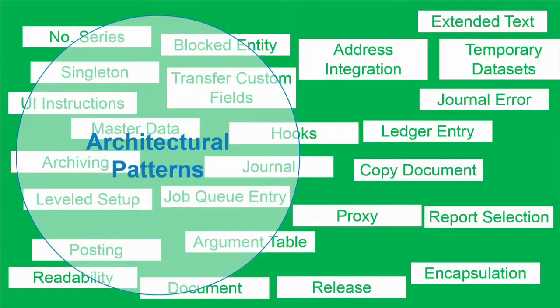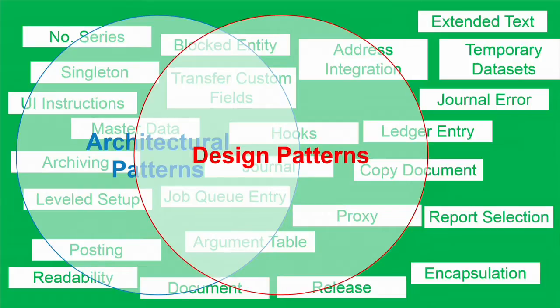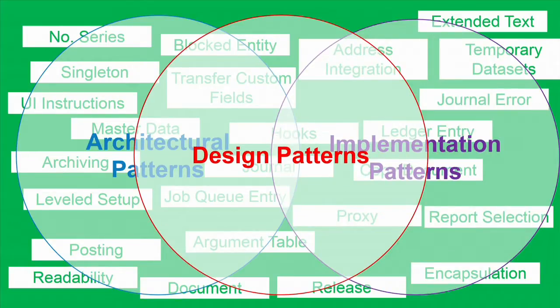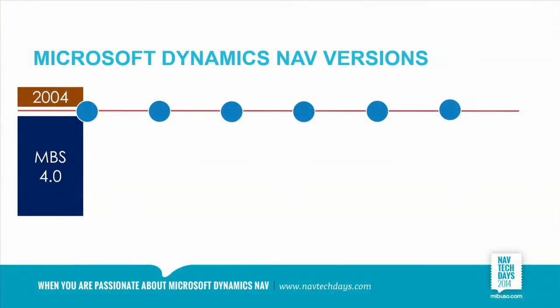So if we categorize design patterns, we talk about architectural patterns, which are the documents and the codeunits and the big building blocks that the application is built of. Then we have the design patterns, which are part of the architectural patterns, which are number series, blocked entity, the smaller address integration, so the smaller things, and then we have the implementational patterns. And most of the PRS patterns are part of the implementational patterns. They are more the way I design things, how do I write code, how do I hook into code, and what have you. So why is this all important?